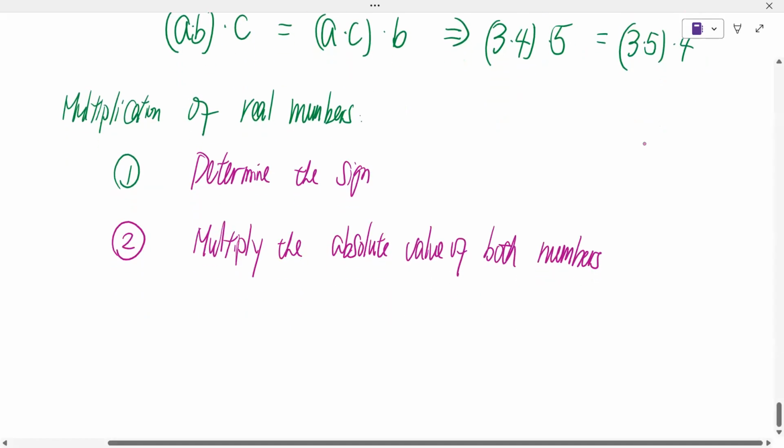If you multiply, there are 4 different types. Plus times plus, it's plus. Minus times minus, it's plus. So two same signs yield a positive result. Minus times plus is minus. Plus times minus, a positive number times a negative number, is minus. So two opposite signs yield the negative result. That's how you determine the sign.